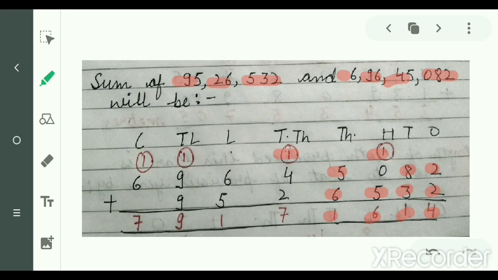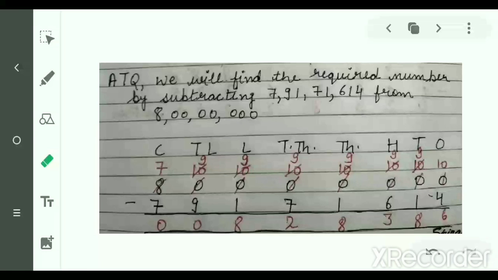At 10,000 place we have 4 plus 2 plus 1. 1 is carry here, so this will be 7. At lakh place we have 6 plus 5. This will be 11. So 1 here and 1 will be carry. 1 plus 9 plus 9, this will be 19. 9 here and 1 will be carry. 1 plus 6 here will be 7. So the sum of these numbers is 7 crore 91 lakh 71,614.